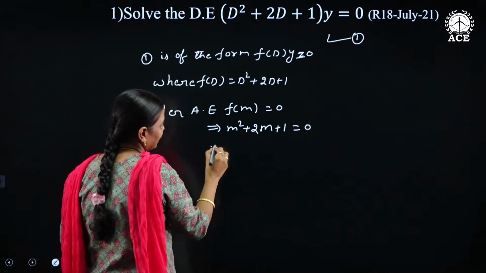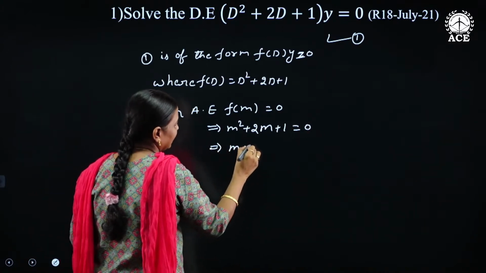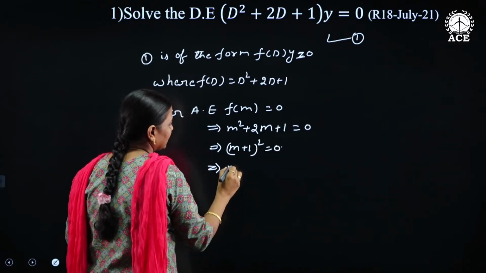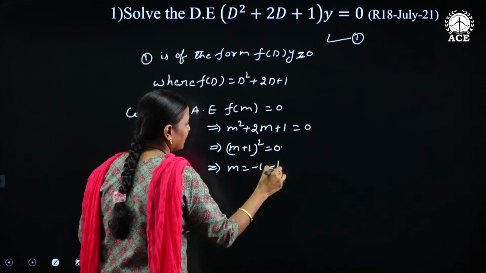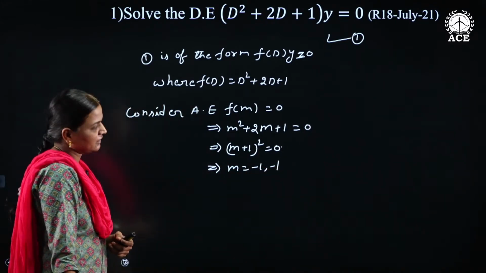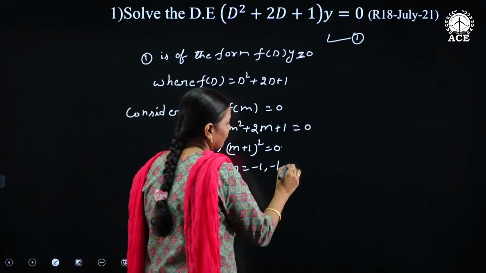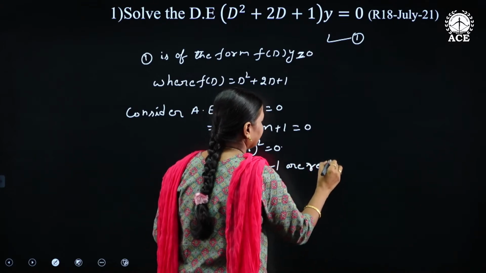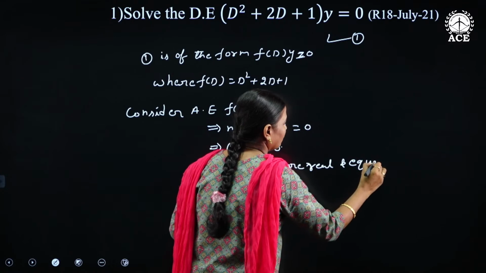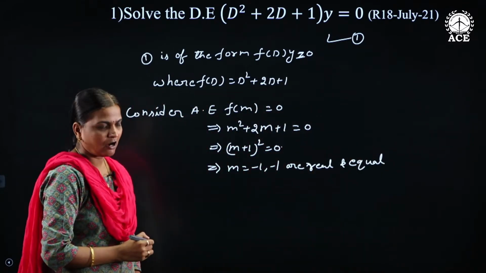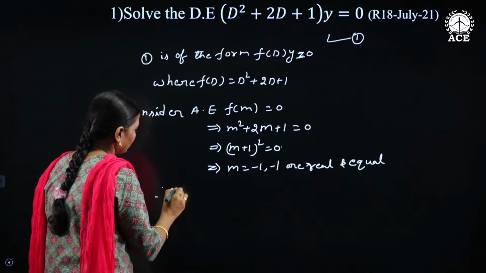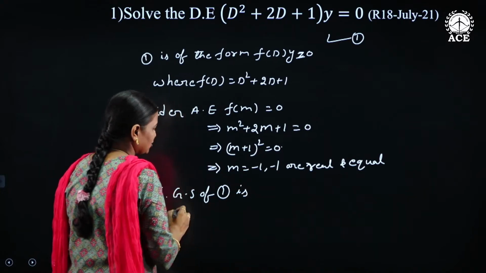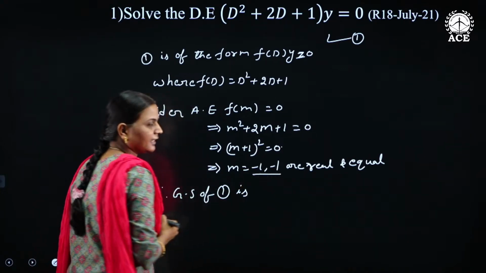m square plus 2m plus 1 is equal to 0 is nothing but (m plus 1) whole square equal to 0. So from this, what are the roots? m is equal to minus 1, minus 1. After finding the roots, write their nature. Here the roots are real and equal. When the roots are real and equal, how to write the general solution? Therefore, the general solution of equation 1.